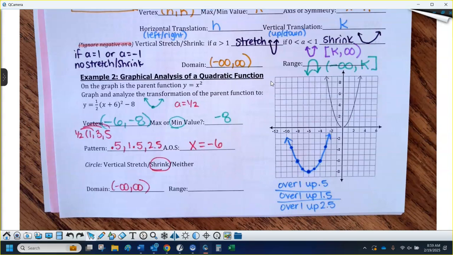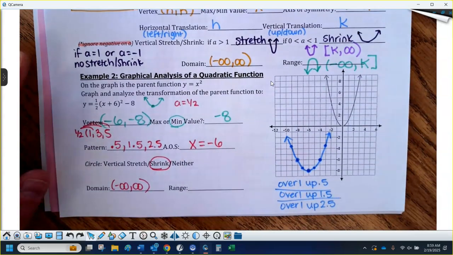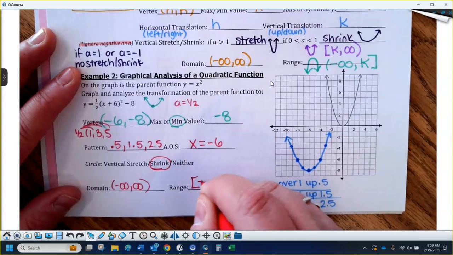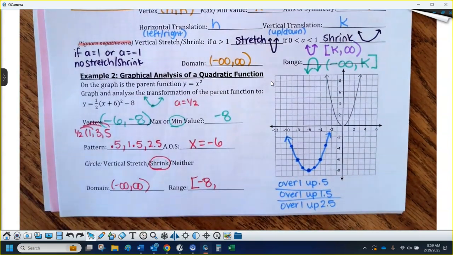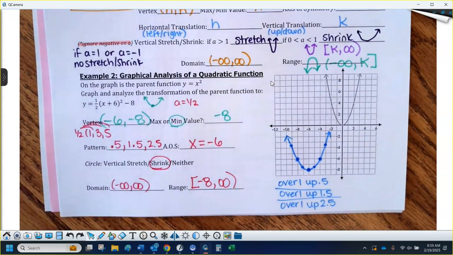In terms of your range here, based on what I told you up here, it should just be the y-coordinate of the vertex, which it is. So the first point you touch would be the vertex there. And the y-coordinate of that point is -8. And then the rest of the graph is just going up forever. So it would go up to positive infinity.